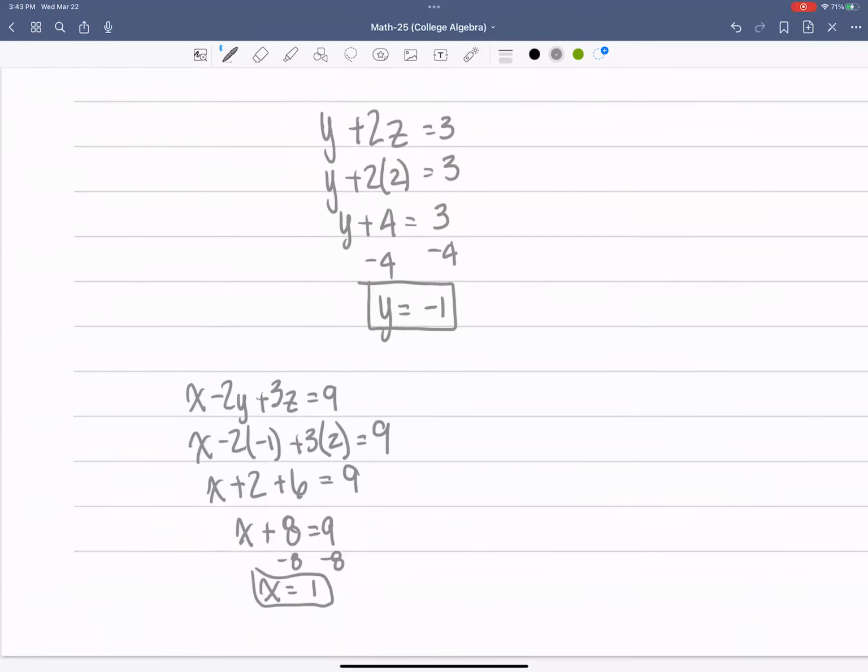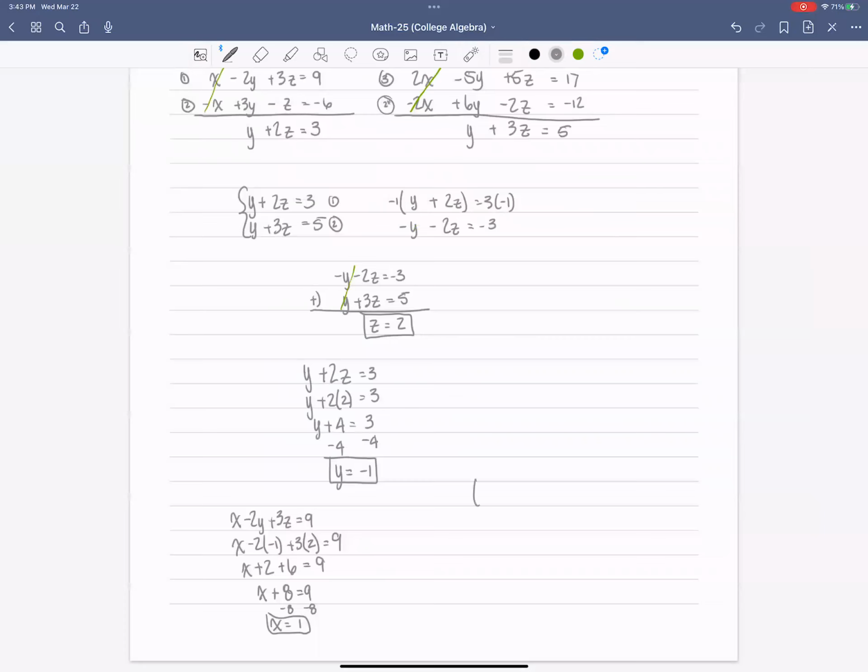And that's it there. So we have all 3 of our components. Our x, y, z is 1, negative 1, and 2. And there we go. That's our solution to the system of equations.